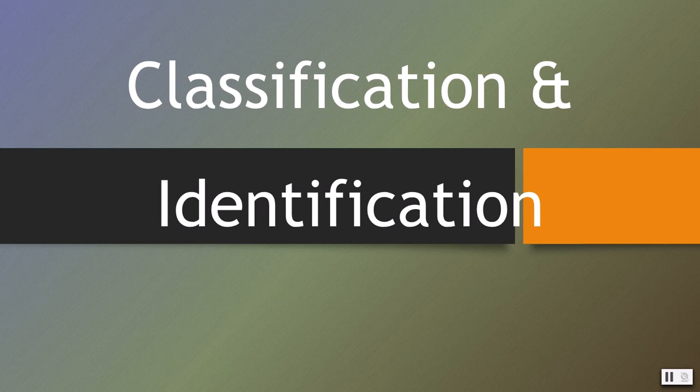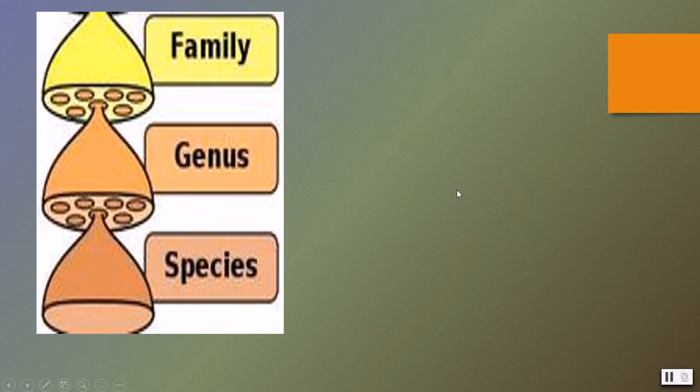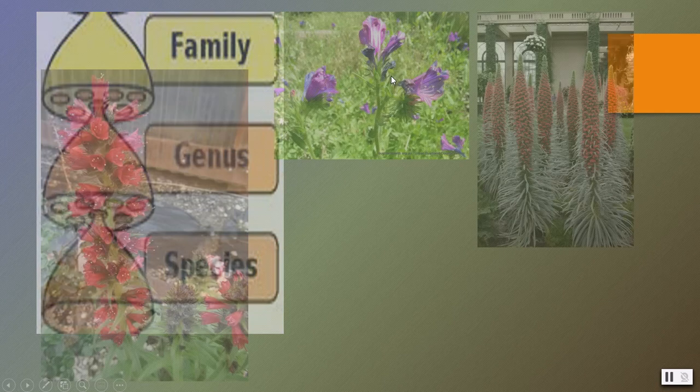So plants are classified into orders and families, and then genus and species. And each level of classification groups together plants with certain common characteristics. The more characteristics shared by two plants, the more closely related they are.